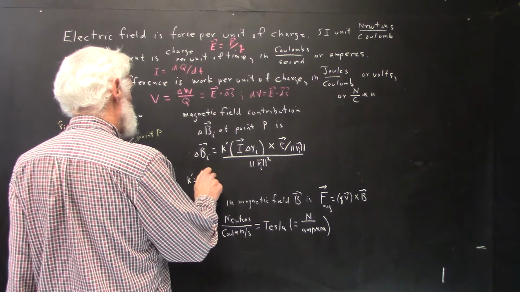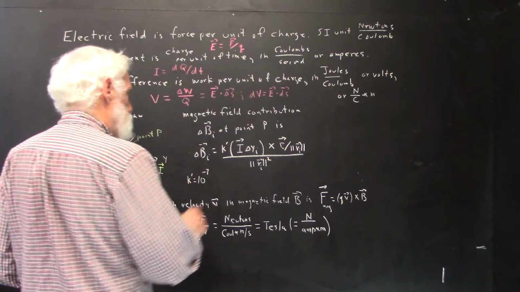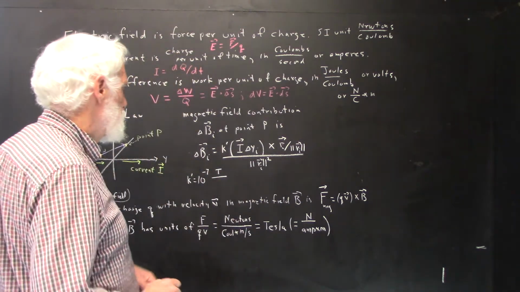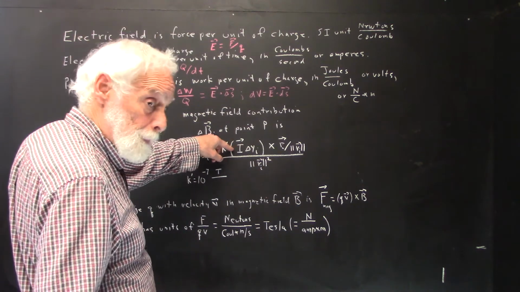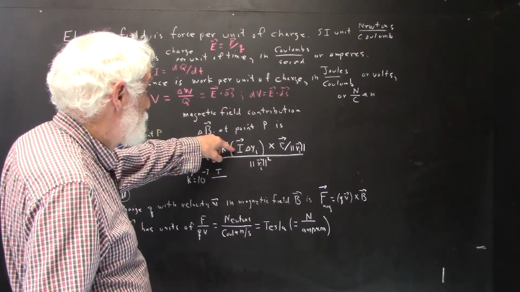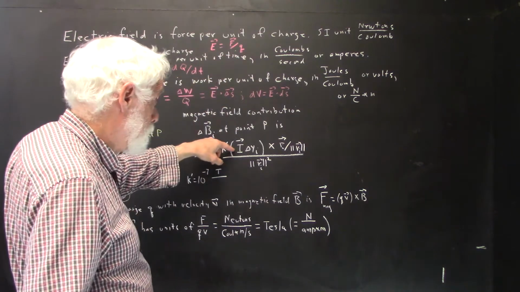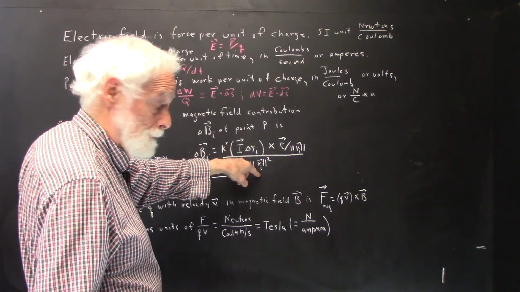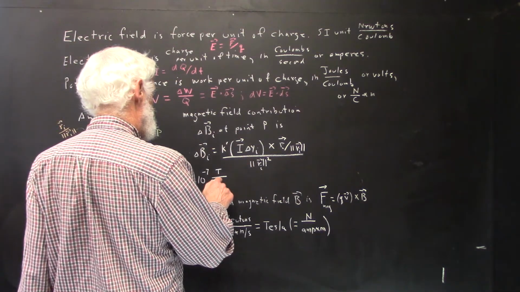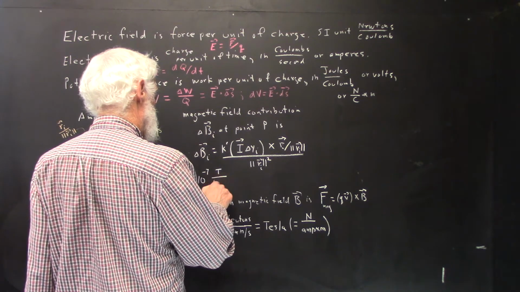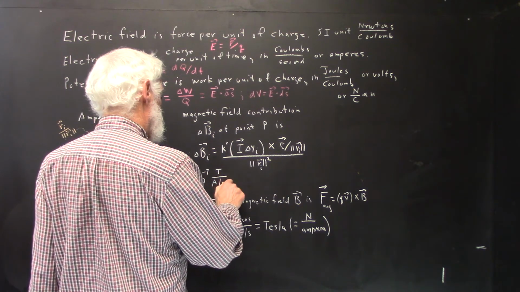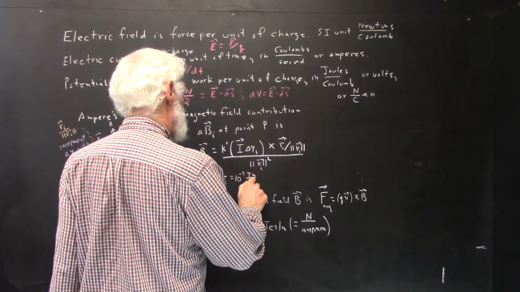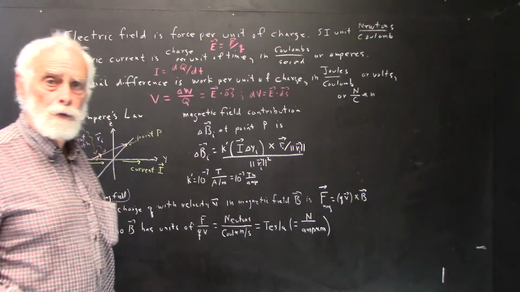So I'm going to say K prime is 10 to the negative 7th. It's going to be Tesla over what? Well, it's over amps. That's your unit of I, which could be written as coulombs per second if you wanted to, but it's per amp divided by meter. So Tesla per amp per meter, Tesla meters per amp.